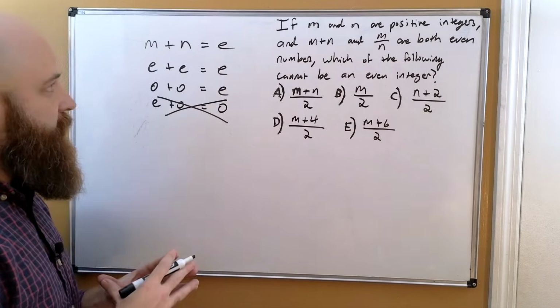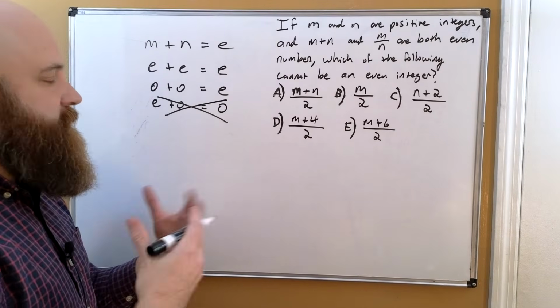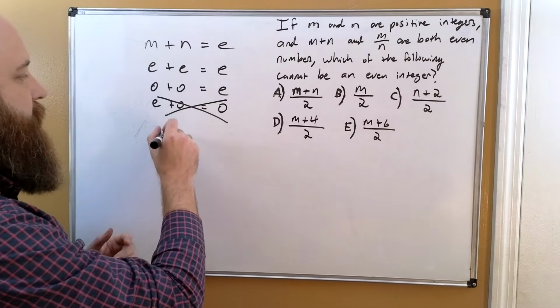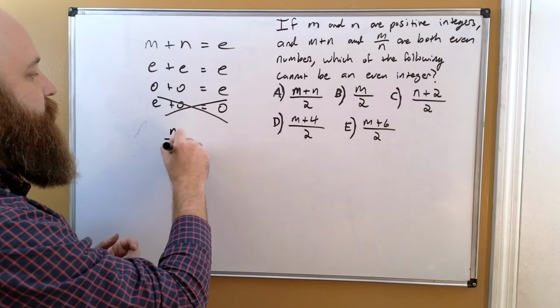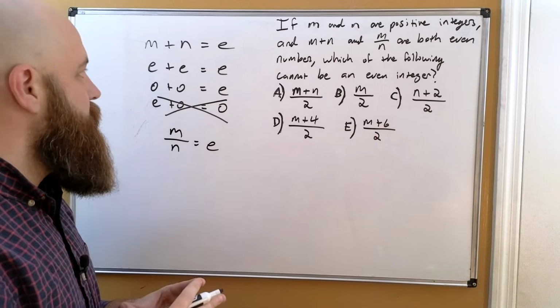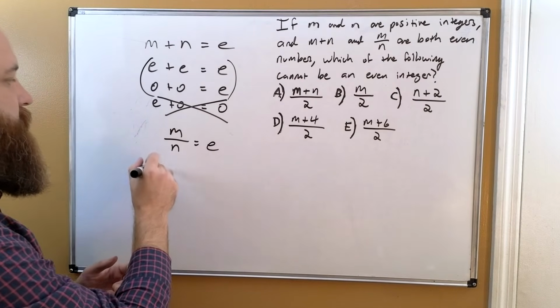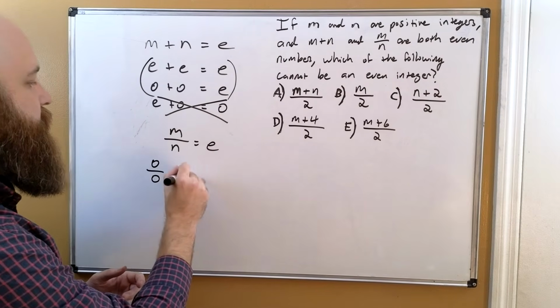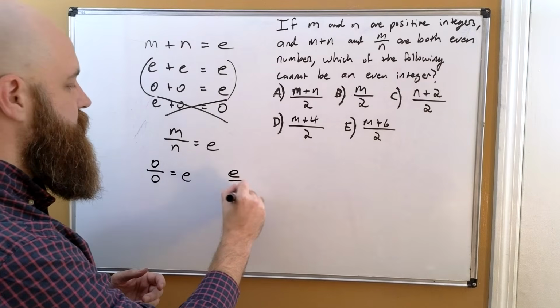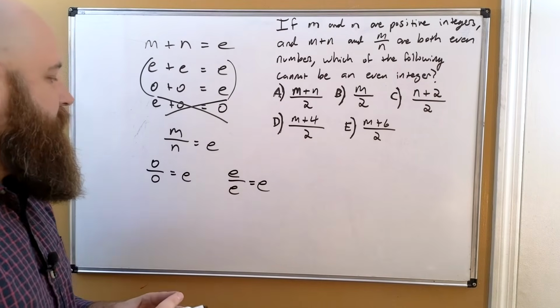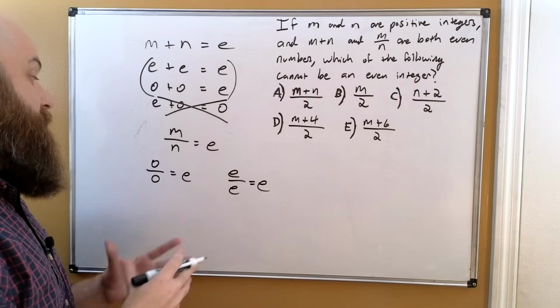So, okay, that gave me some information. Let's see if I keep going. Can I figure out anything more specific about m and n? Well, m over n, that's also even. Okay, so which of these two scenarios is consistent with this? Could I have both of them be odd and give an even number? Could I have both of them be even and give an even number? And the answer is only one of these is a possibility.